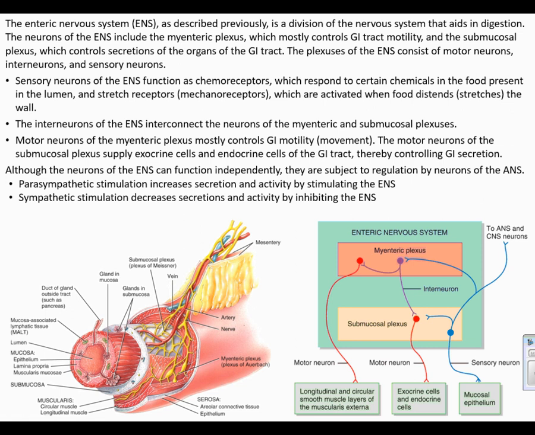Although the neurons of the enteric nervous system can function independently, they are subject to regulation by neurons of the autonomic nervous system. And we know the parasympathetic nervous system, which we described, produces that rest and digest response. Obviously, it is going to increase the activity of these by stimulating the enteric nervous system, whereas that fight or flight response produced by the sympathetic nervous system is going to decrease secretions and activity of the enteric nervous system.